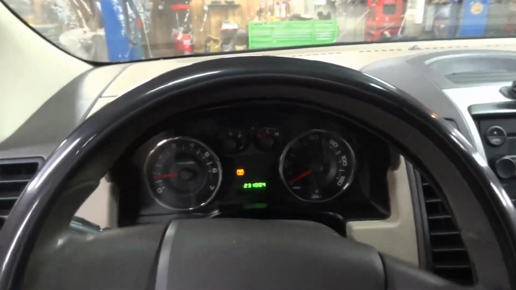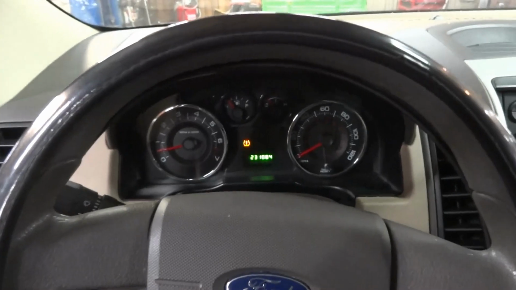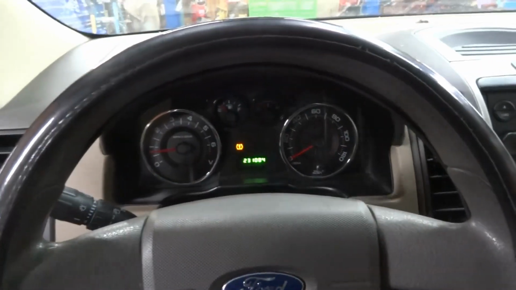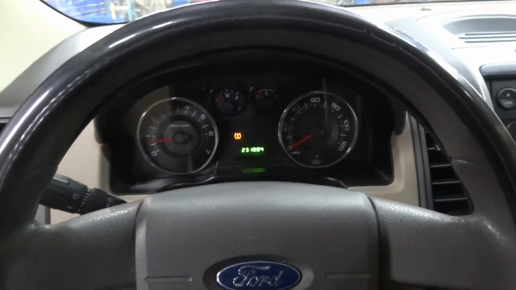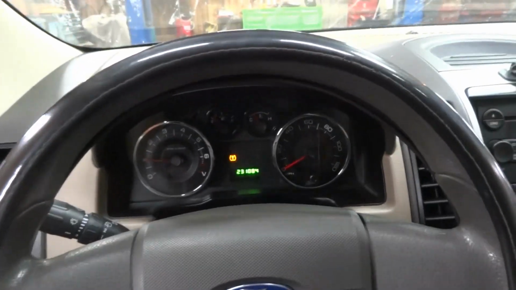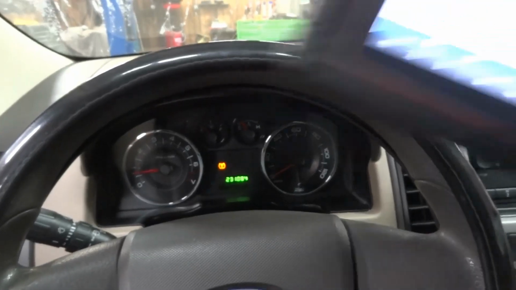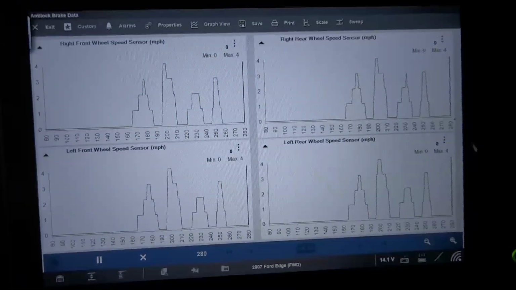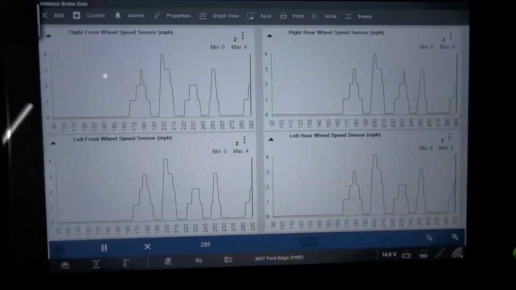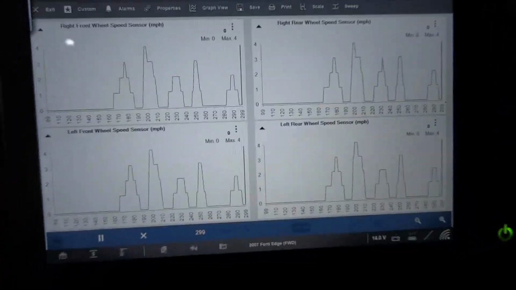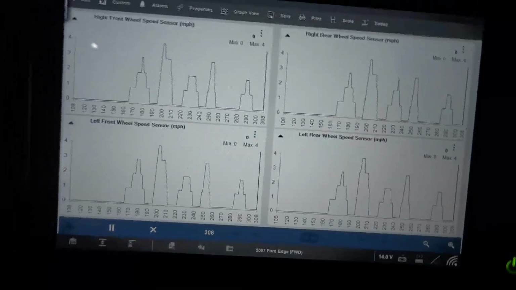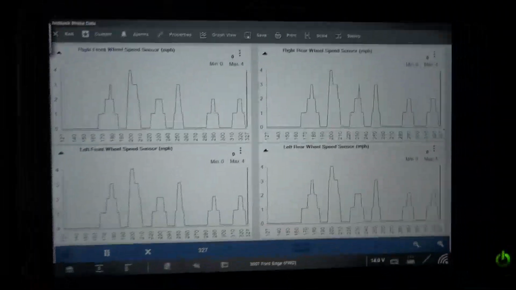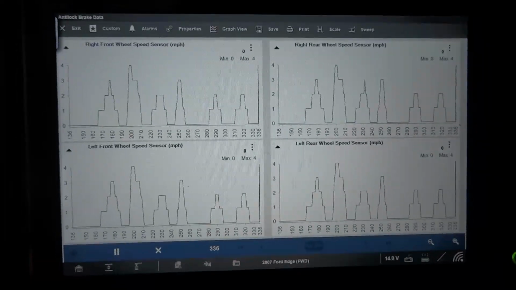Usually when you have a defective sensor, the ABS light will come on as the wheels start to spin, because that's when the sensor starts to produce a signal. Now let's look at the graph on the scan tool. Right there. As you can see, all these signals are basically mirroring each other, which is good because they are technically spinning at the same speed. I mean, all the wheels. Right there, guys. So this is fixed.